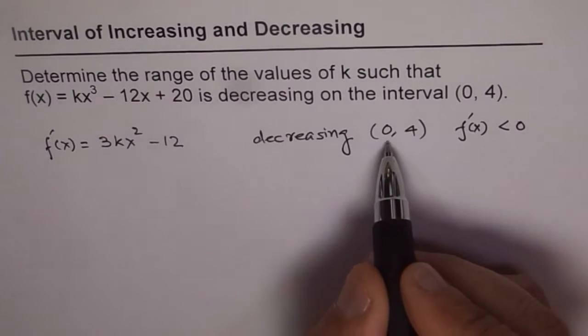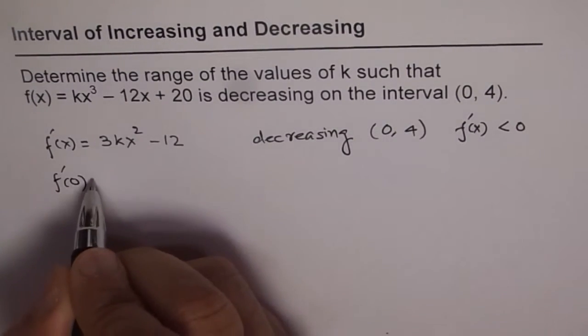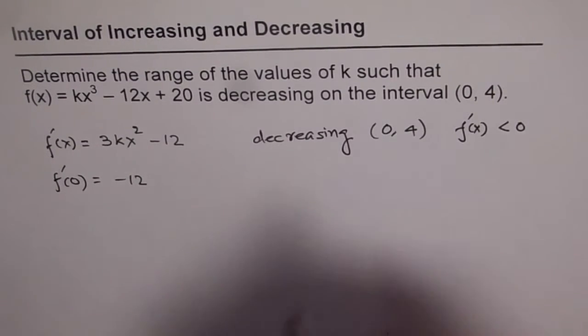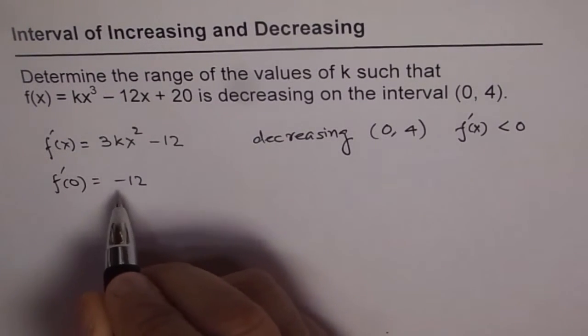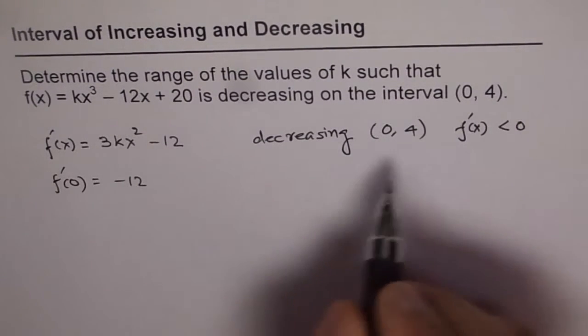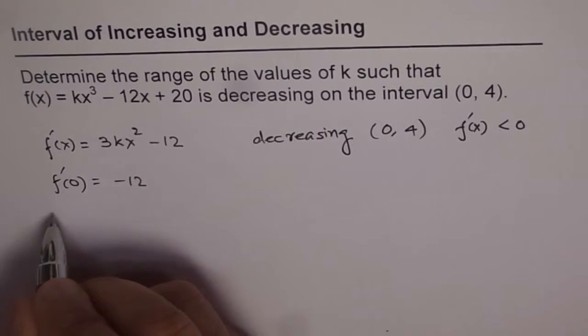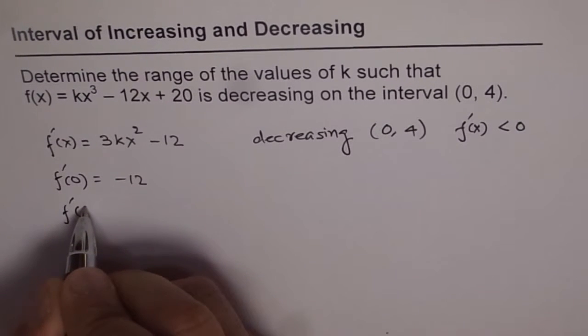Now, if I write the value 0 here, what is f'(0) for me? f'(0) is -12, so that is perfectly fine. In -12, it is decreasing. Now, how about f'(4)? That should be negative also, right? So let's figure out what f'(4) is.